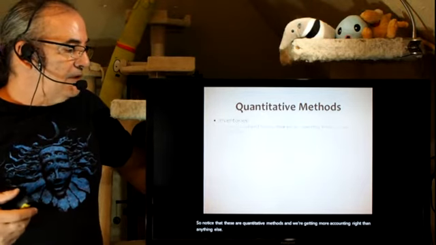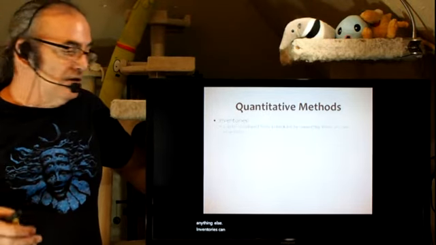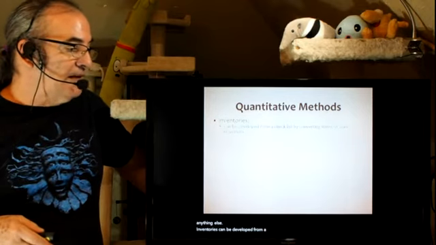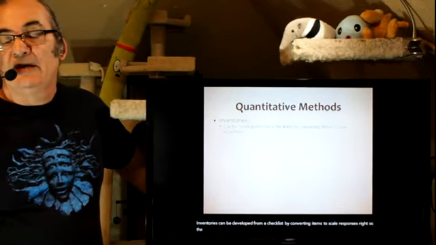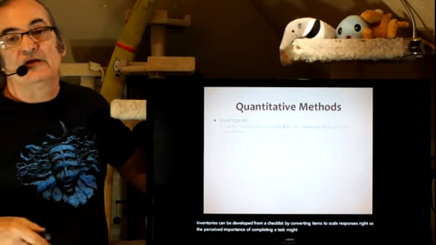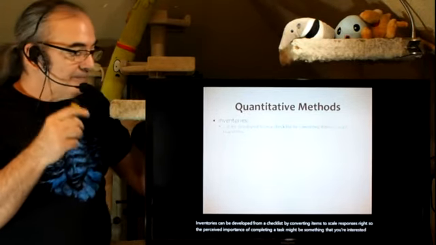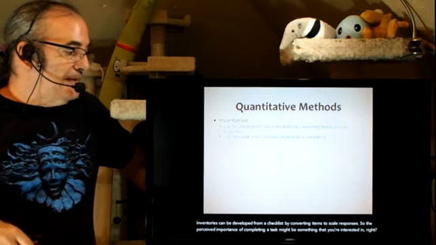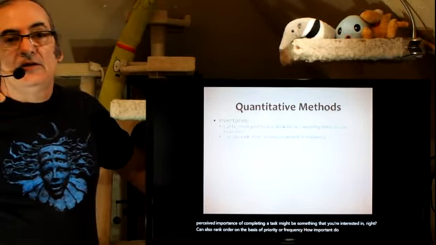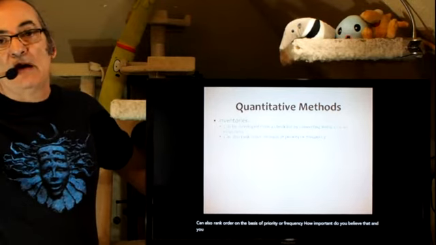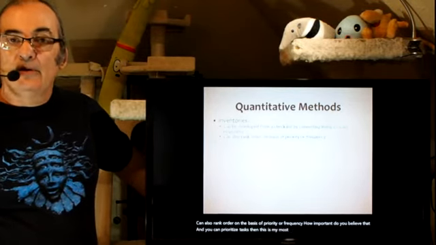Now, inventories can be developed from a checklist by converting items to scale responses, right? So the perceived importance of completing a task might be something that you're interested in. You can also rank order on the basis of priority or frequency. How important do you believe that is, and you can prioritize tasks then. This is my most important task. This is less important.